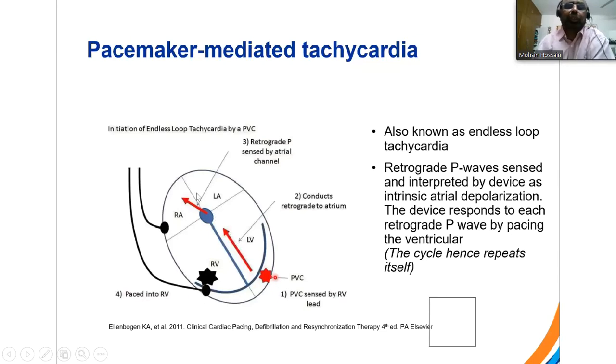It goes to the atria and the ventricular channel paces again in the ventricle. So the endless trigger, like AV node reentry, is going on. The anterograde limb is the P wave sensed by the atria, and the retrograde limb is through the VA conduction. So this is endless loop tachycardia, or pacemaker mediated tachycardia.